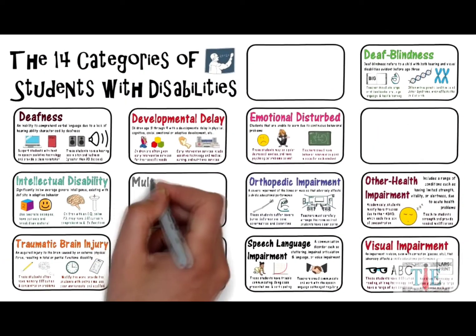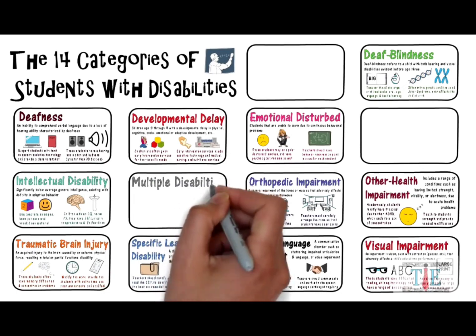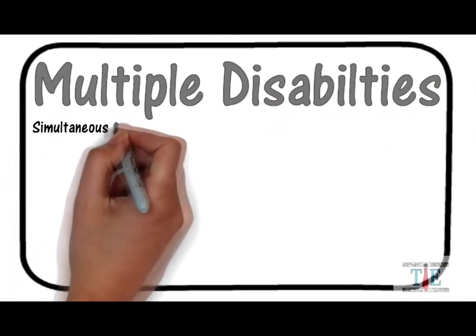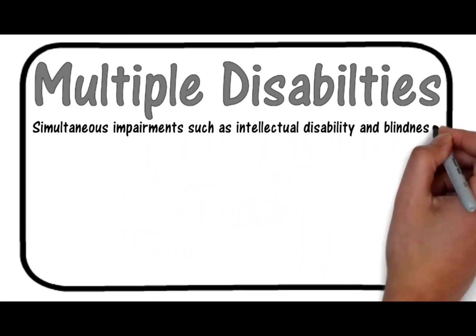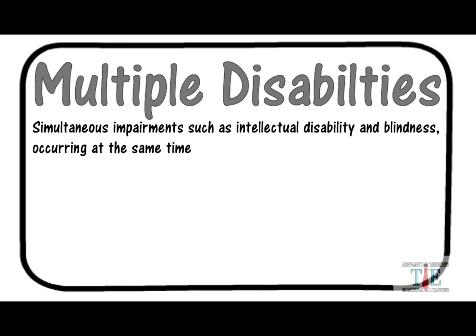Moving on. Multiple disabilities. It is defined as simultaneous impairments such as intellectual disability and blindness occurring at the same time.